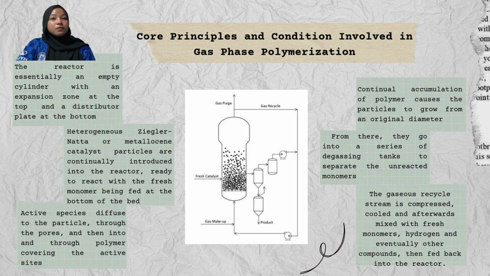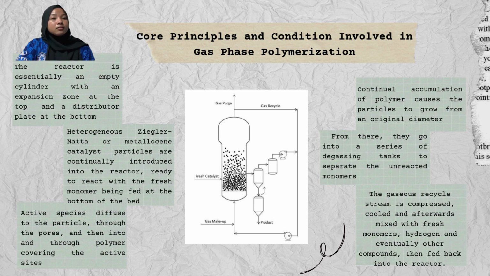Active species diffuse through the particle, through the pores, and then into and through the polymer covering the active sites. Continual accumulation of polymer causes the particles to grow from an original diameter on the order of 10 to 50 microns to a diameter of several hundred microns when they are removed through a product discharge valve. From there, they go into a series of degassing tanks to separate the unreacted monomers.